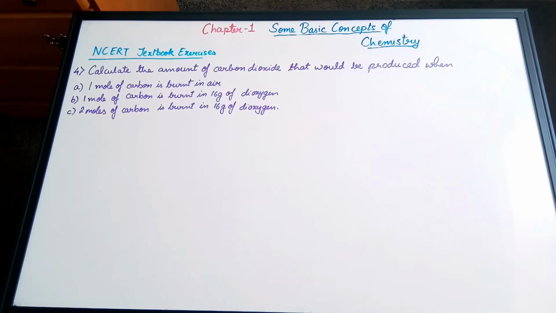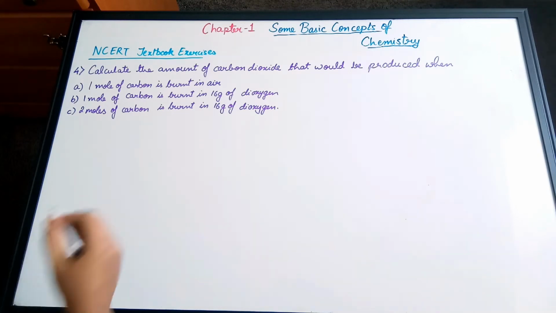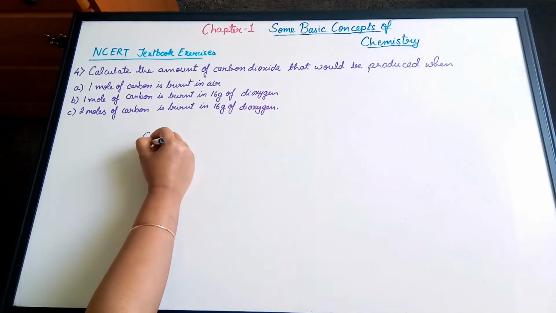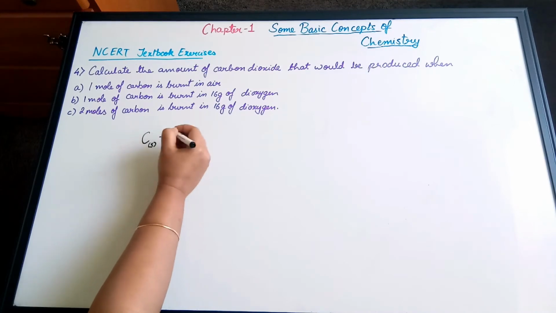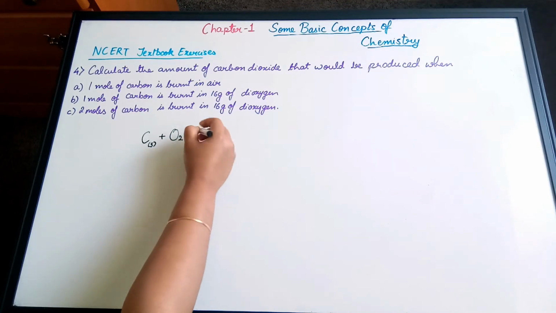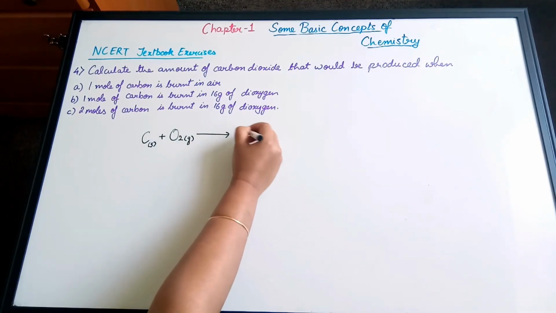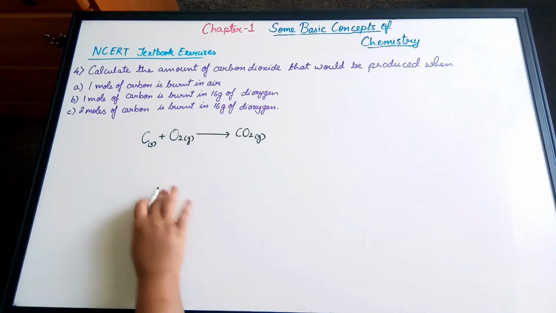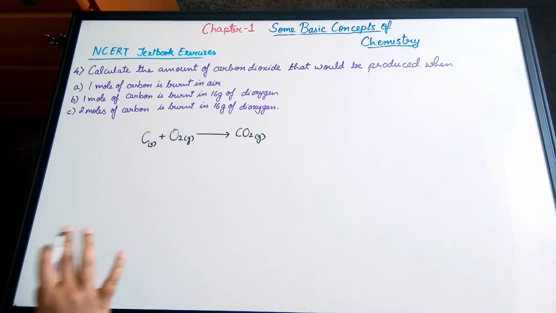Question number 4. Calculate the amount of carbon dioxide that will be produced when we've been given 3 different conditions, and yes, this question is based on stoichiometry. So first, let's figure out what the equation is. Okay, so the basic equation is carbon is a solid. It is burning in the presence of oxygen. We all know combustion has to take place in the presence of oxygen to give rise to CO2, which is also a gas.